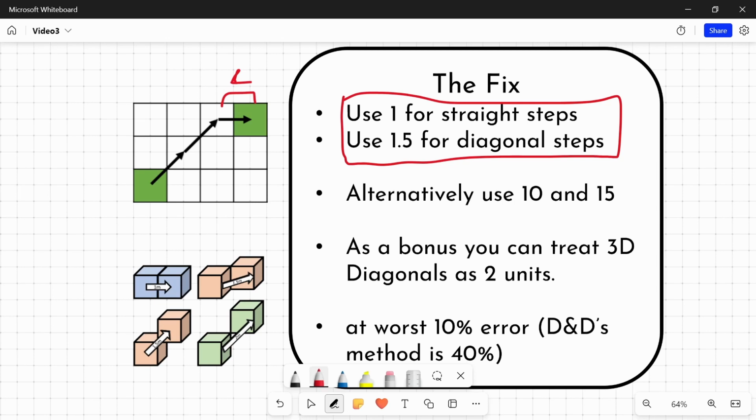That is terrible writing. Let's try that again. So that's 1. And use 1.5 for any diagonals. So this would be 1.5, and another 1.5 would be 3. So in total, if you were going from here to here, it would be 4 steps.